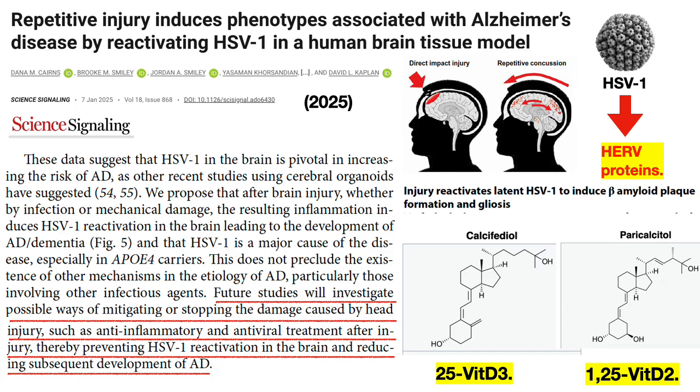disease. A sidebar comment. On this channel, we have been emphasizing that active vitamin D receptor agonists, not vitamin D3, hydroxylated versions of vitamin D, particularly calcifediol 25 vitamin D3 and paricalcitol 125 vitamin D2, used in tandem, could be potentially used to suppress HSV1 reactivation or suppress reactivated HSV1 in various conditions, or perhaps in the case of traumatic brain injury, TBI, which this paper now suggests is a key driver for the reactivation of HSV1, which may lead to Alzheimer's disease.